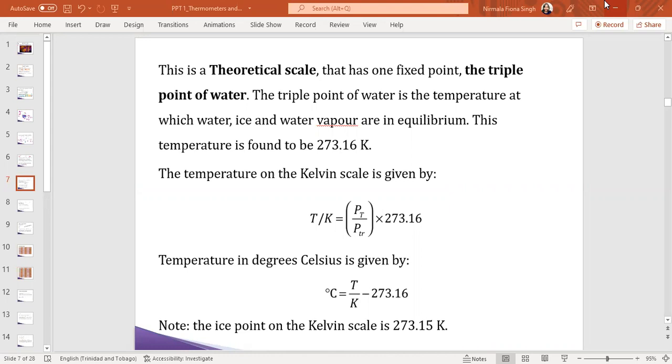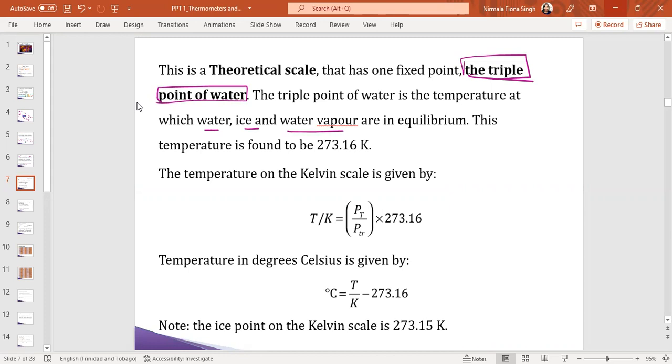So the theoretical scale has one fixed point, only one. And that one fixed point is called the triple point of water. Chemistry students, you all know what the triple point is. Well, I hope you do, because I learned this in chemistry in A-level school. Right, the triple point of water is the temperature at which water, ice, and water vapor are in equilibrium.